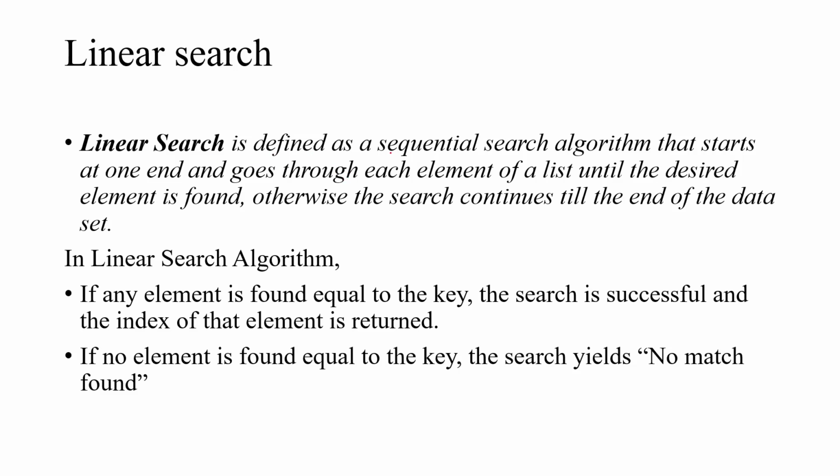Linear search is defined as a sequential search algorithm that starts from one end. It means we can start from the first element, and we can also start from the last element. We will go through each element of the list until the desired element is found. Suppose the element is found, then we can say we have found the element at that particular index.